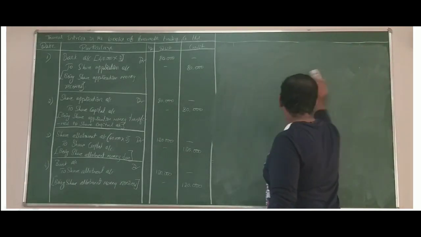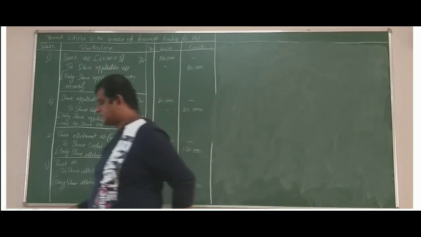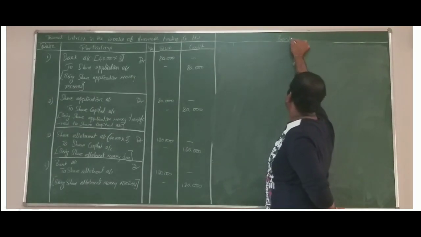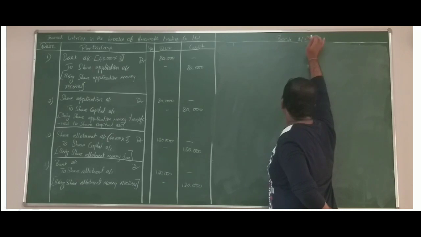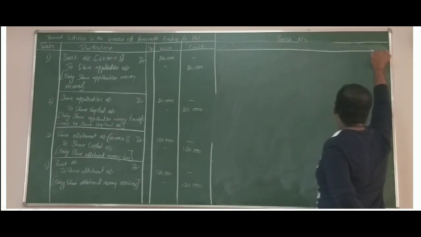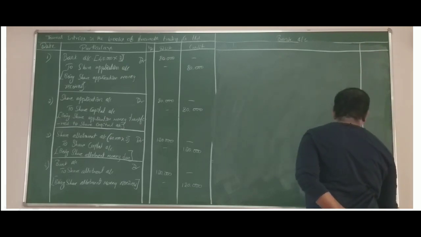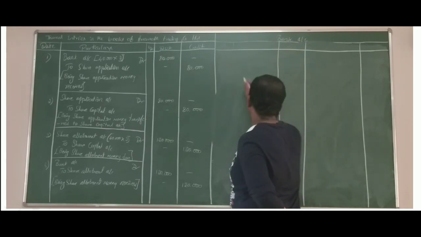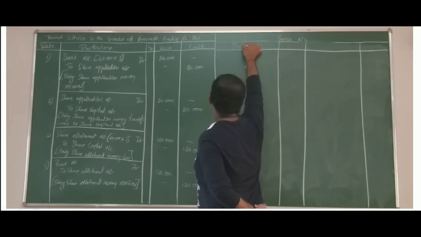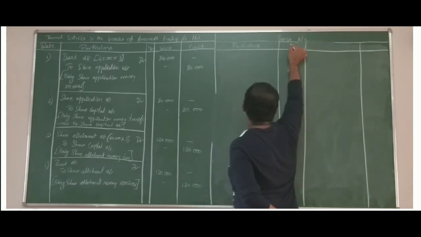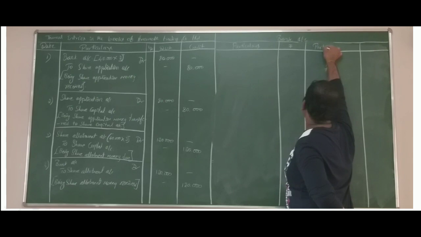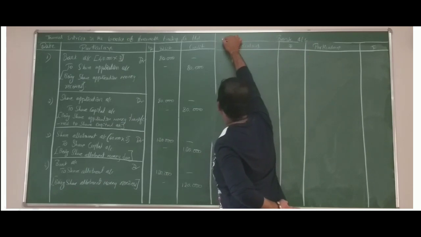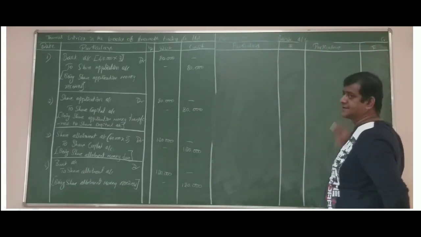So let us open a bank account. I am giving the title to this: Bank account. The columns for bank account are particulars, rupees, particulars, rupees, and this is going to be the debit side and this is going to be the credit side.